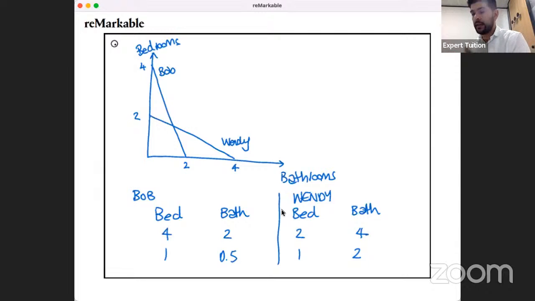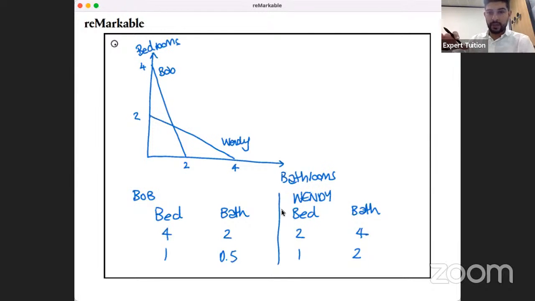Anyways, in this context over here, the concept of comparative advantage is basically that you should specialize in the good or service that you have a lower opportunity cost in the production of. Here, clearly, Bob has a lower opportunity cost in the production of bedrooms because he only gives up half a bathroom compared to Wendy gives up 2 bathrooms. Now, it's pretty obvious based on the numbers that Bob therefore should specialize in bedrooms and Wendy should specialize in bathrooms, fine? So let's say they do that now.